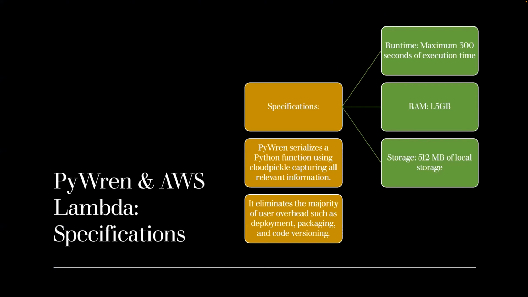And next comes the PyWren and AWS Lambda specifications. Here, PyWren serializes a Python function using Cloud Pickle. This Cloud Pickle is especially used for cluster computing. It captures all the relevant information and eliminates the majority of user overheads, such as deployment, packaging, and code versioning. So this is an advantage of this. And the runtime, if you see, takes a maximum of 300 seconds of execution time, the RAM is 1.5 gigabytes, and the storage is 512 megabytes, stored locally.